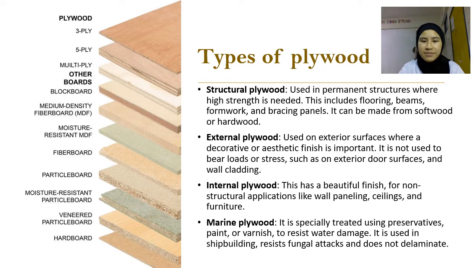Then, external plywood, used on exterior surfaces where a decorative or aesthetic finish is important. It is not used to bear loads or stress, such as on exterior door surfaces and wall cladding. Other than that, internal plywood, which has a beautiful finish for non-structural applications like wall paneling, ceilings, and furniture.